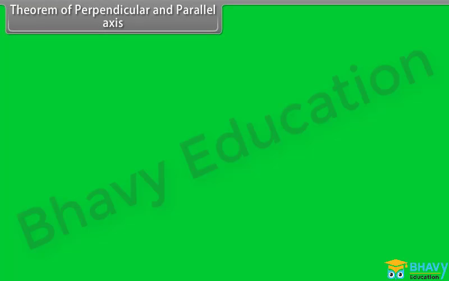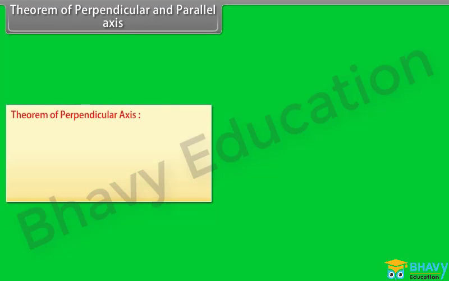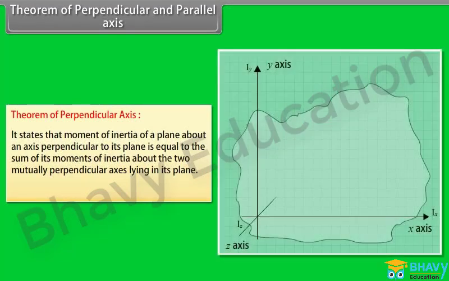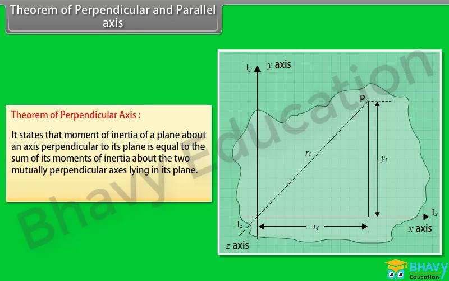Theorem of perpendicular and parallel axes. Theorem of perpendicular axis states that moment of inertia of a plane about an axis perpendicular to its plane is equal to the sum of its moments of inertia about the two mutually perpendicular axes lying in its plane. Iz is equal to Ix plus Iy.